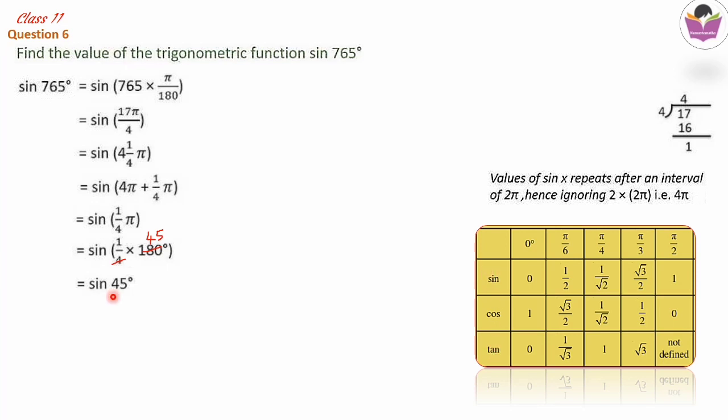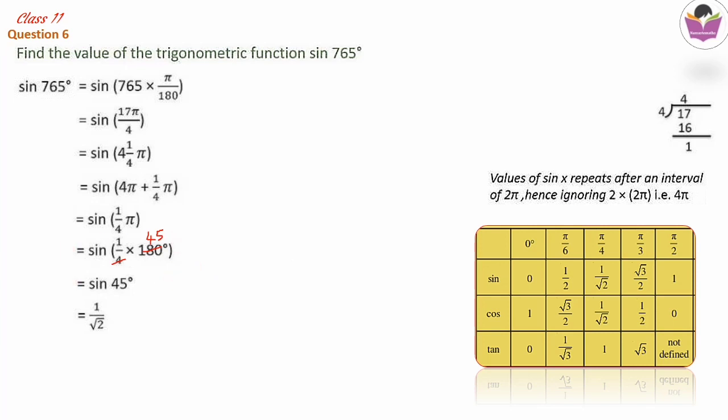Here, sine 45 value from the table we can write as 1 by root 2. 45 means pi by 4. This step is not mandatory, converting this into degrees, because some people are quite familiar with the degree units we have learned in smaller classes, class 10. If you want to go with that, then you use this one.